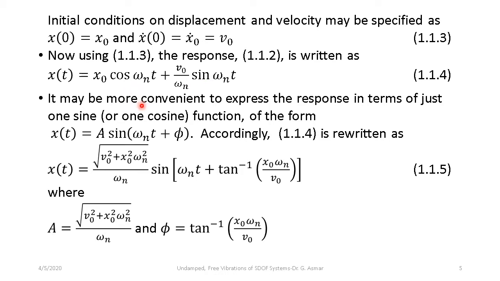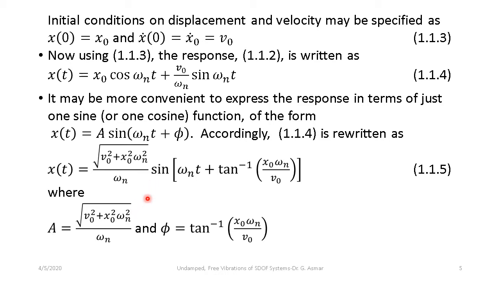Sometimes it's more convenient to express the response in terms of just one sine or one cosine, with the help of known trigonometric identities. In this case, I can rewrite 1.1.4 as 1.1.5, which has the form x of t equals a sine omega nt plus phi. Now, this way I have the response in terms of one sine function because it's easy to visualize the behavior of the sine function or the cosine function.